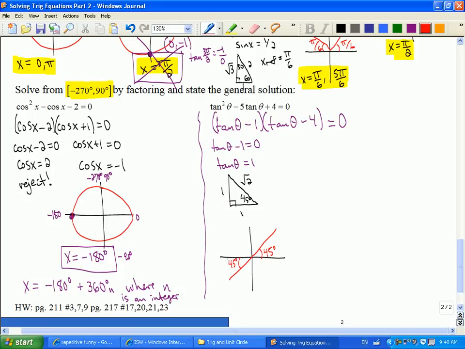So on that interval that I have, what angle is this one here that I'm about to highlight? Yeah, it's just 45. So one of our answers is 45 degrees. And what's this one? Good, negative 135. All right. Now the last equation we have to look at is tangent of theta minus 4 equals 0. So is it possible to solve where tangent of theta equals 4?